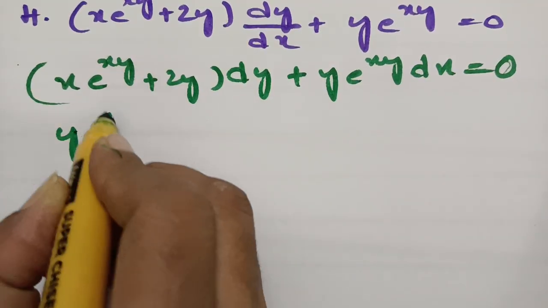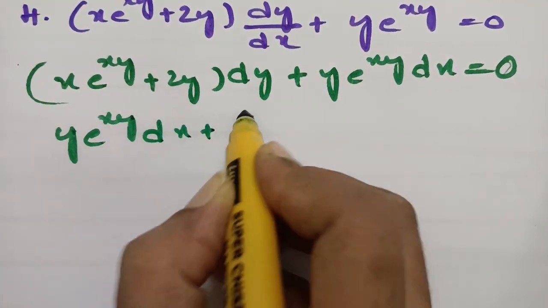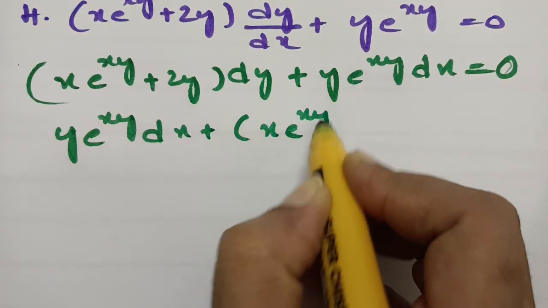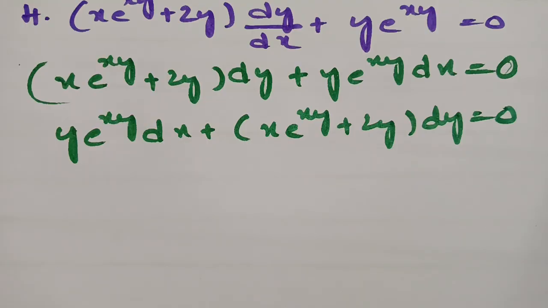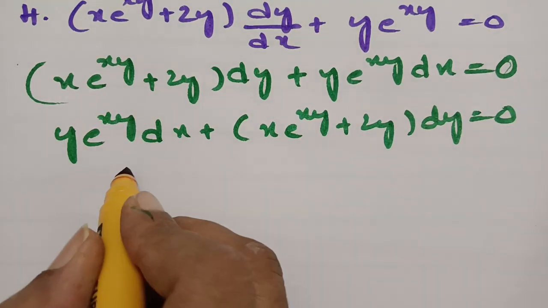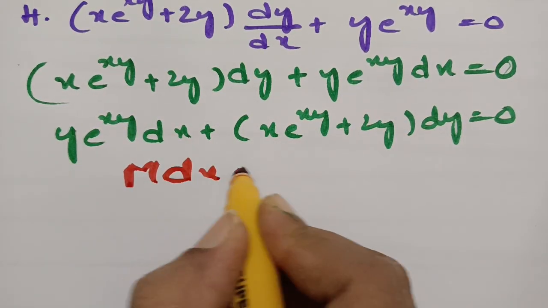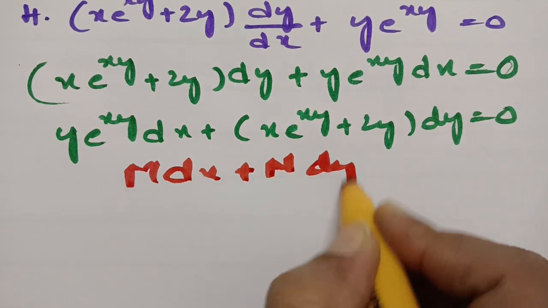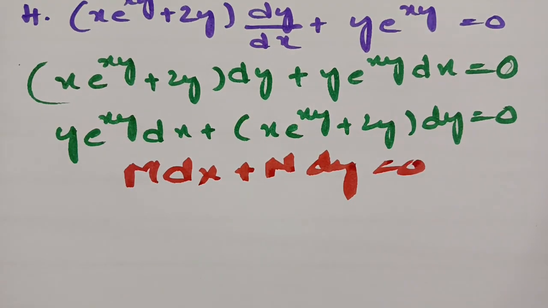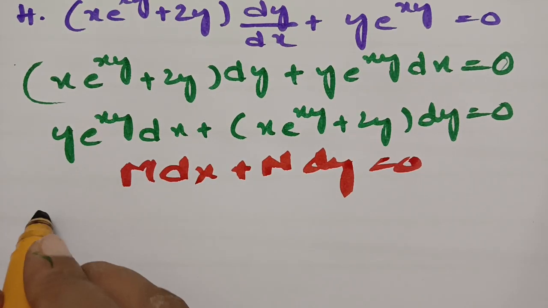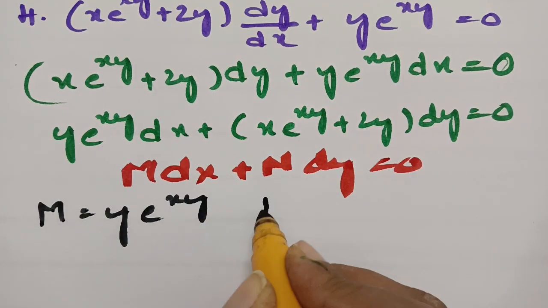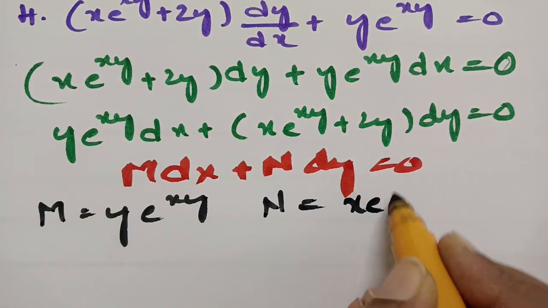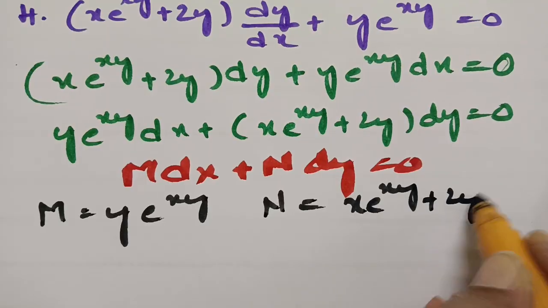So y e^(xy) dx plus (x e^(xy) + 2y) dy is equal to 0. Therefore this is of the form M dx plus N dy equal to 0. What is our M value? M is nothing but y e^(xy). And what is our N value? N is x e^(xy) plus 2y.